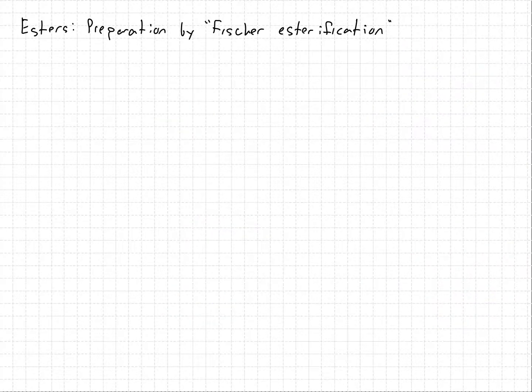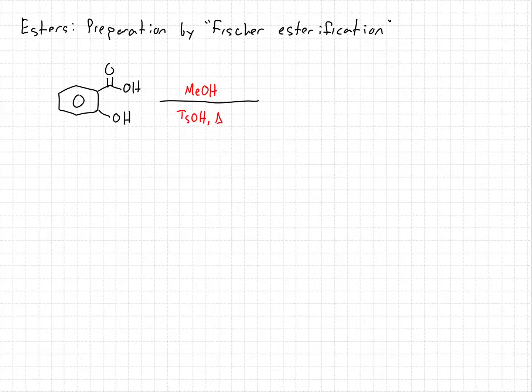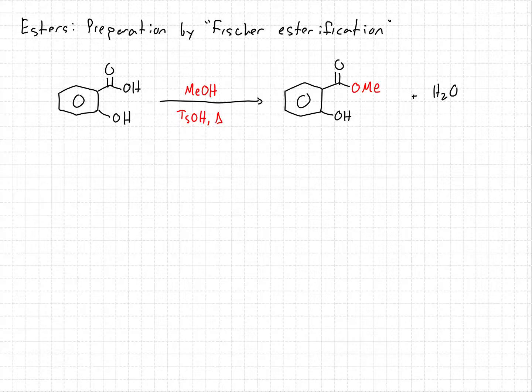A much more common way to prepare esters is by a reaction known as Fischer esterification. Fischer esterification takes a carboxylic acid and treats it with an alcohol in the presence of a catalytic amount of acid. This exchanges the OH group for the alcohol, removing water as a side product.